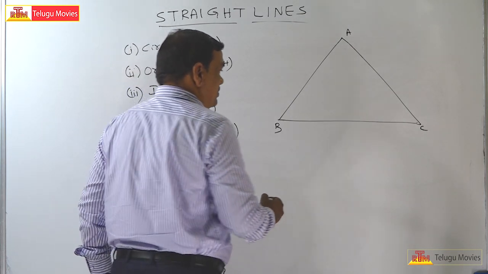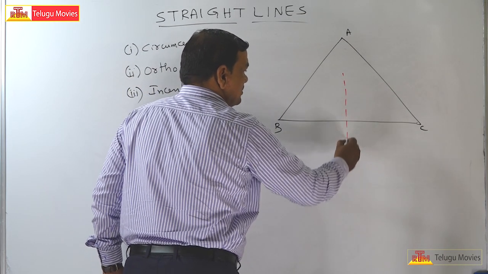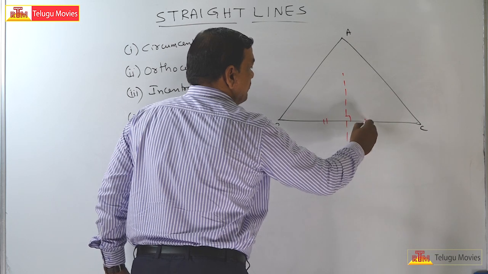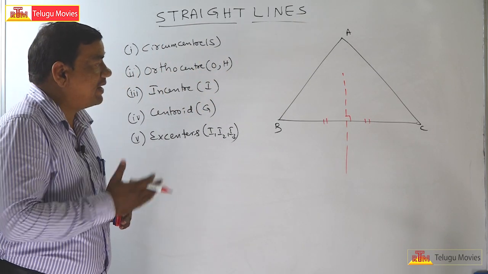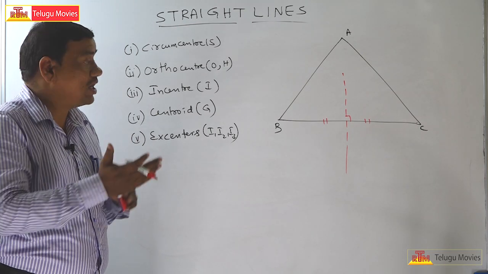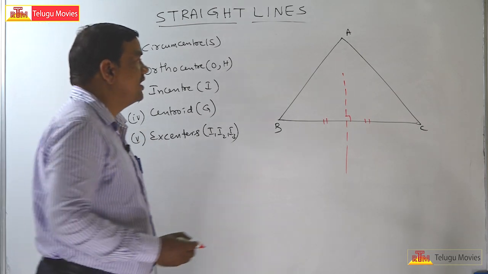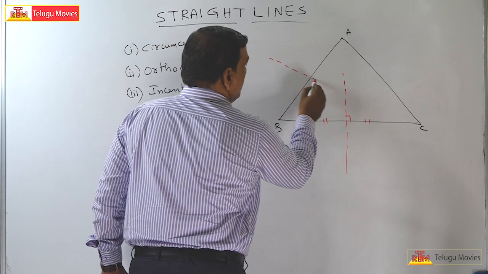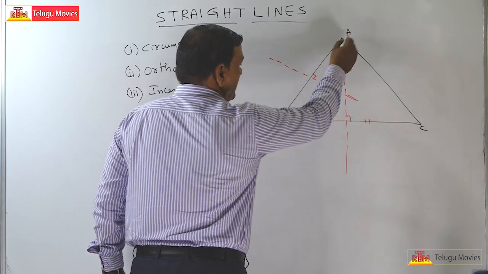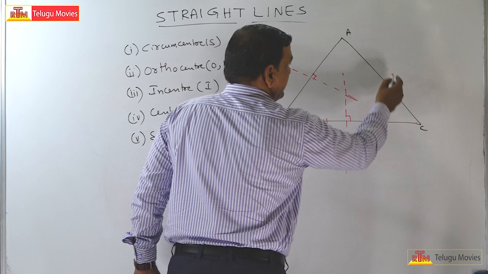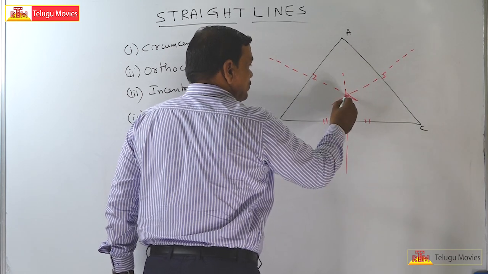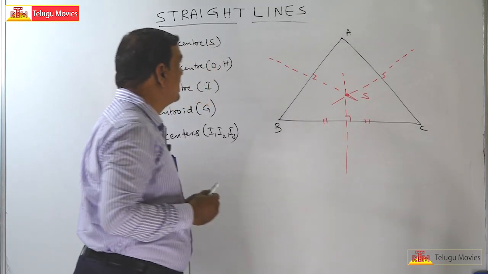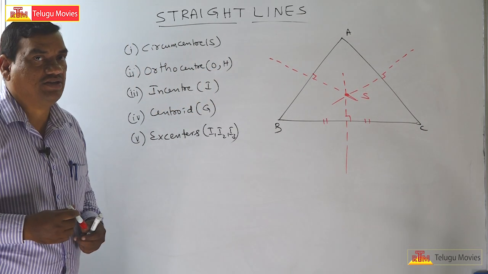Perpendicular bisectors of the sides means what? Let us take, this is the perpendicular bisector of the side BC. Perpendicular bisector means it will be perpendicular to the side BC and also it divides it into 2 equal parts. And this is also the perpendicular bisector of the side AB. And for AC also the perpendicular bisector will be like this. So this is called the circumcenter of the triangle ABC.